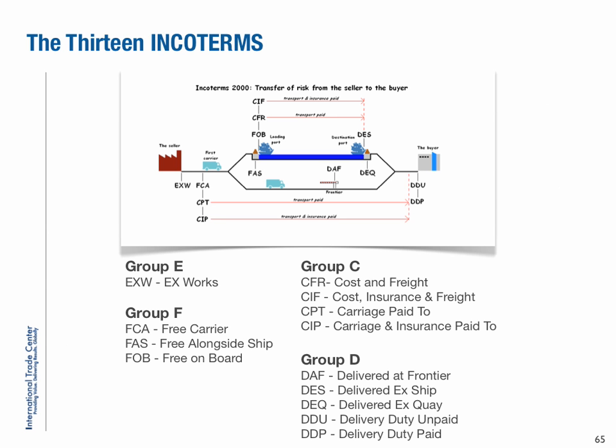Here is a list of the 13 Incoterms. Under Group E, the seller minimizes his risk by only making the goods available at his own premises. Group F, the seller arranges and pays for the pre-carriage, otherwise known as transportation, in the country of export only. In Group C, the seller arranges and pays for the main carriage but without assuming the risk of the main carriage. And finally, Group D, the seller's cost and risk is maximized because they must make the goods available at the agreed destination.